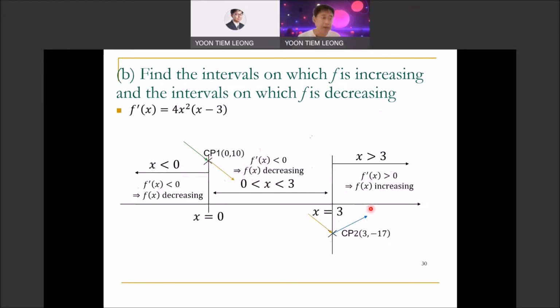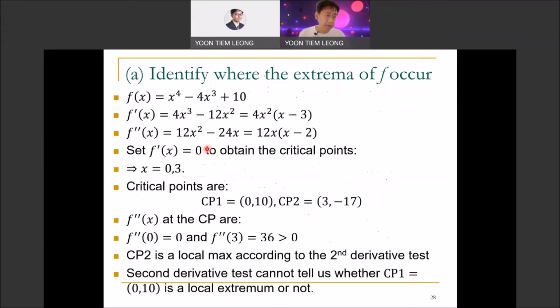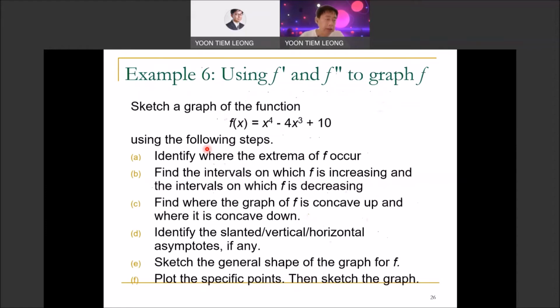That finishes up our part on locating the critical points, and the trend of the function on the left and right of the critical point. So that is the first part of this instruction. You first identify the extrema of f and the intervals in which f is decreasing or increasing. So A and B have been done. Then we go to the third part.